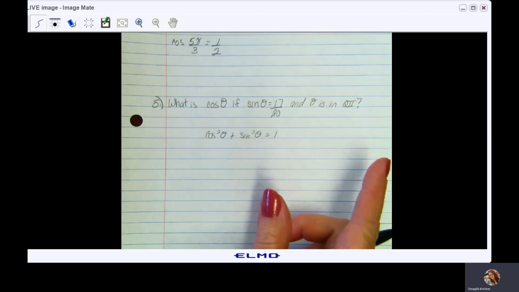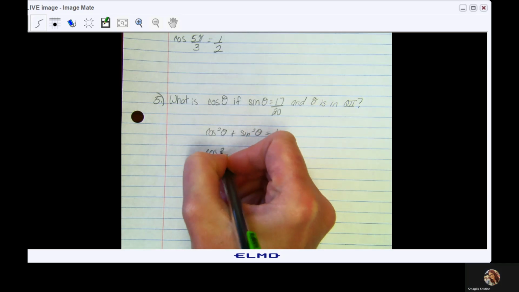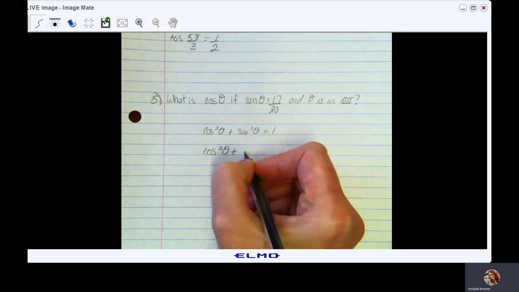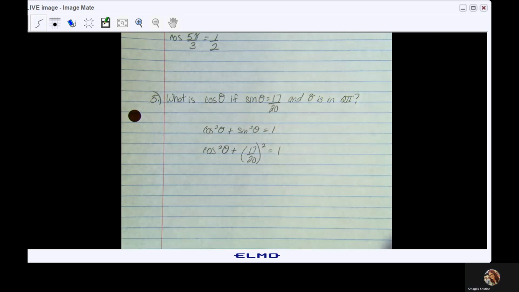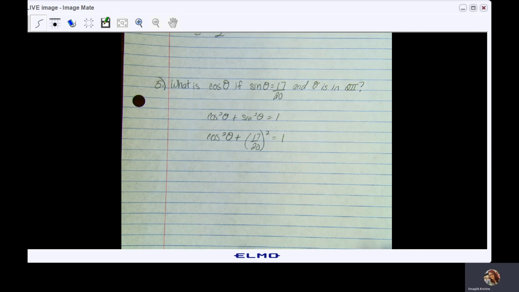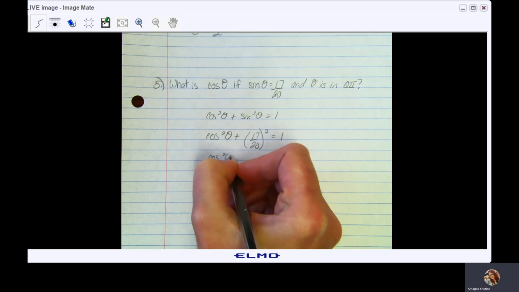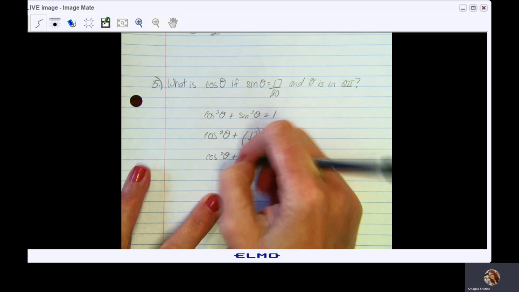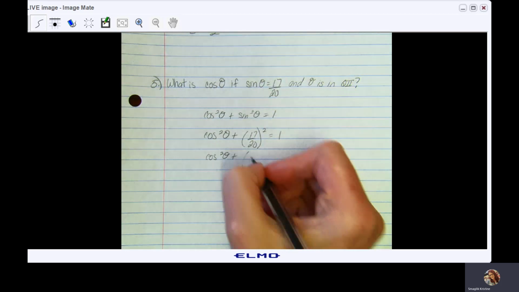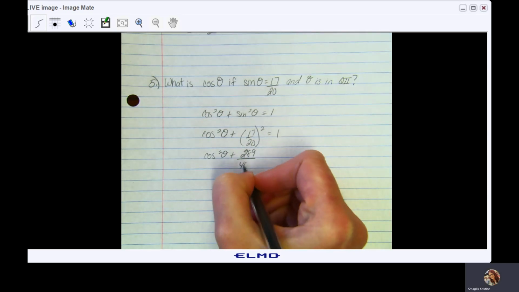So let's just plug in what we know. I don't know cosine. Sine is 17 over 20 squared equals 1. And now we're just down to some computation. So we've got cosine squared theta. I don't need parentheses there. 17 squared is 289. And 20 squared is 400.